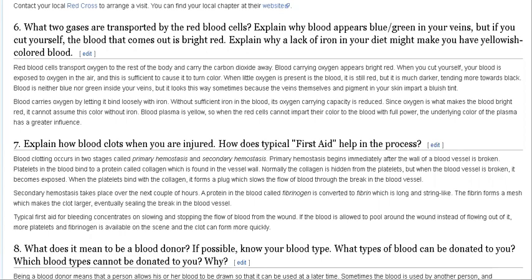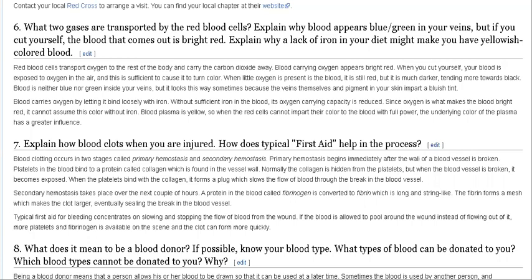Blood carrying oxygen appears bright red. When you cut yourself, your blood is exposed to oxygen in the air, and this is sufficient to cause it to turn color. When little oxygen is present in the blood, it is still red, but is much darker, tending more towards black. Blood is neither blue nor green inside your vein, but it appears this way sometimes because the veins themselves and pigment in your skin impart a bluish tint.